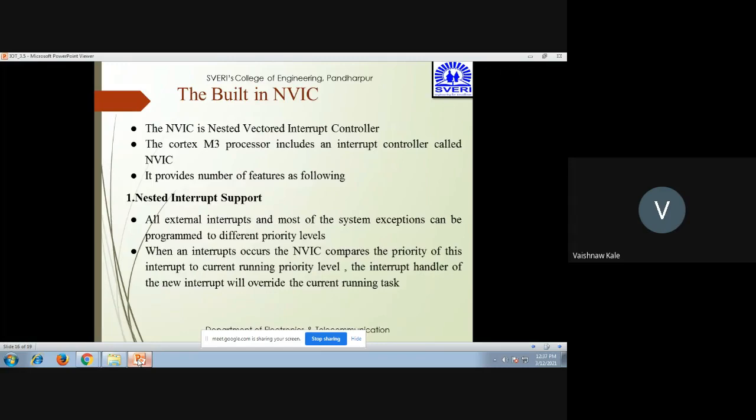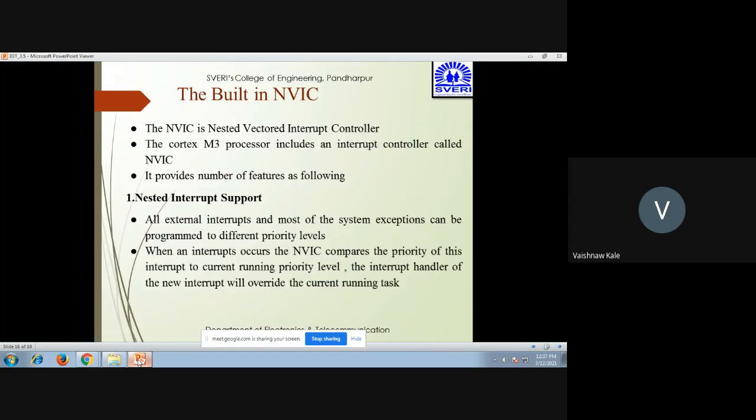Okay, now we'll move towards the NVIC. What this NVIC means is nested vectored interrupt controller. The Cortex M3 processor has this interrupt controller, called the NVIC. It has the following features. First one, nested interrupt support. All external interrupts and most of the system exceptions can be programmed to a different priority level. When an interrupt occurs, the NVIC compares the priority of this interrupt to the current running priority level.